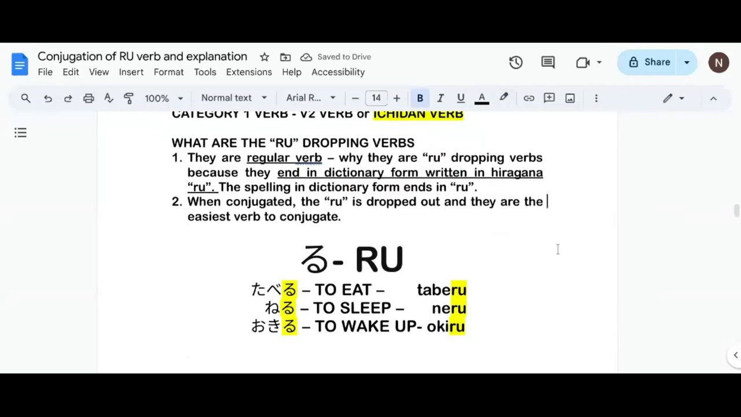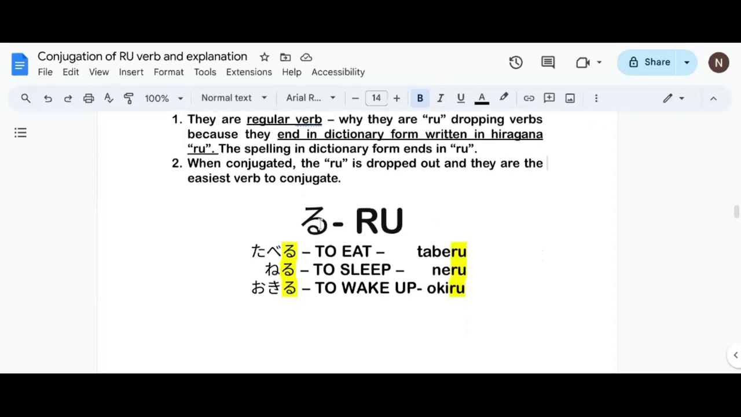What are the ru dropping verbs? They are regular verbs. And why are they ru dropping verbs? Because they end in ru in dictionary form written in hiragana. If you have a dictionary with you and you look for the word to eat, this will come out: taberu. This is hiragana. And the ru here, this one is ru. You're going to learn this when you are writing your hiragana. Don't worry. So this is taberu. It means to eat.